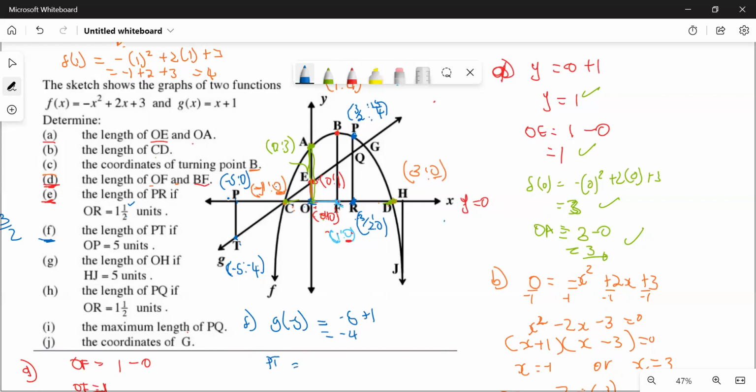You say the highest. Between 0 and minus 4, which one is bigger? 0. Yes, so you're going to say 0 minus open bracket minus 4. Length is always going to be positive. Negative and negative is going to give you what? Positive. Then you're going to get positive 4.